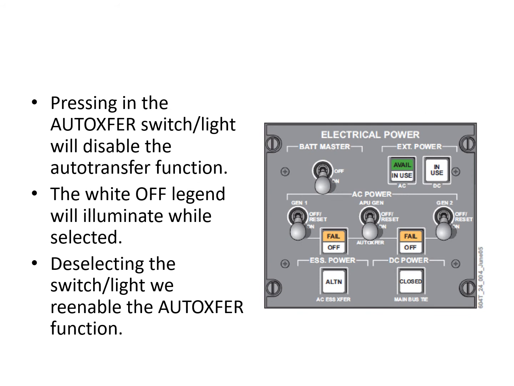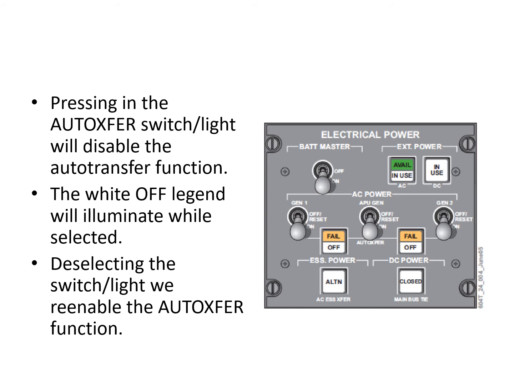So here's our electrical panel then. You can see you've got a single battery master switch. You've got power for the external AC and an external DC power switch there. Then you've got your generator switches, generator 1, generator 2 and the APU in the middle, on and then an off reset position. Then you've got 2 auto transfer switches.